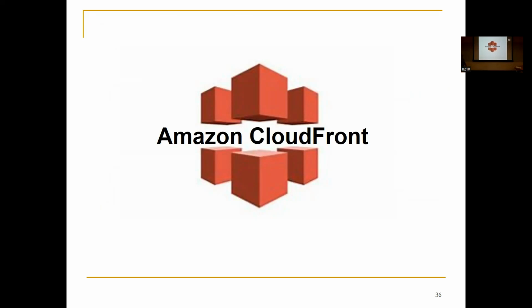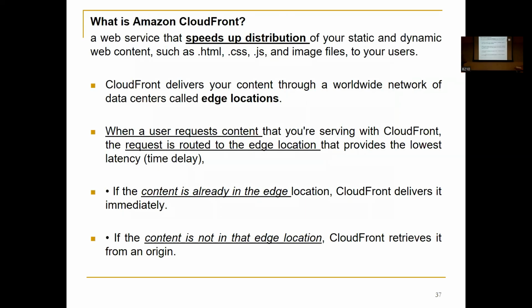CDN structure we understood. Now, how it is provided by Amazon. So Amazon is providing CDN kinds of services with CloudFront. So CloudFront is a CDN at AWS. It speeds up the distribution. Here we are calling it an edge location. Whatever we were calling a surrogate server, now we are calling an edge location.